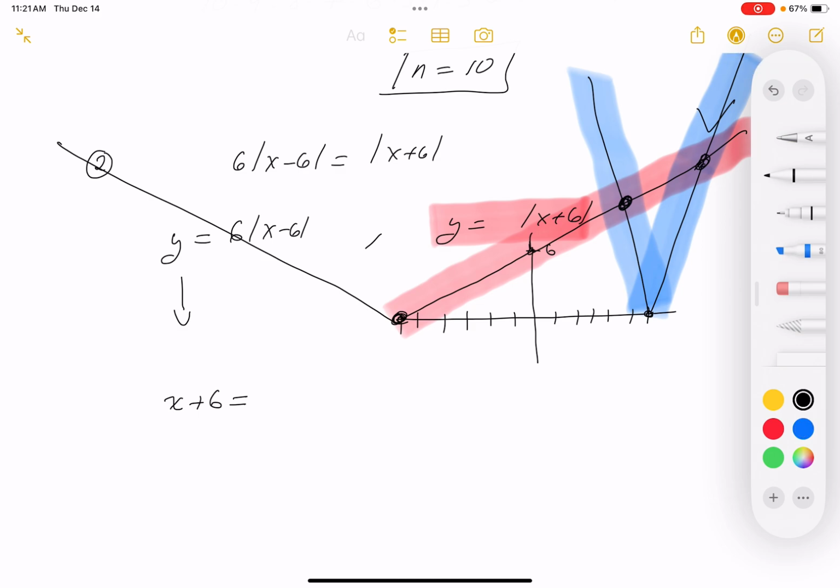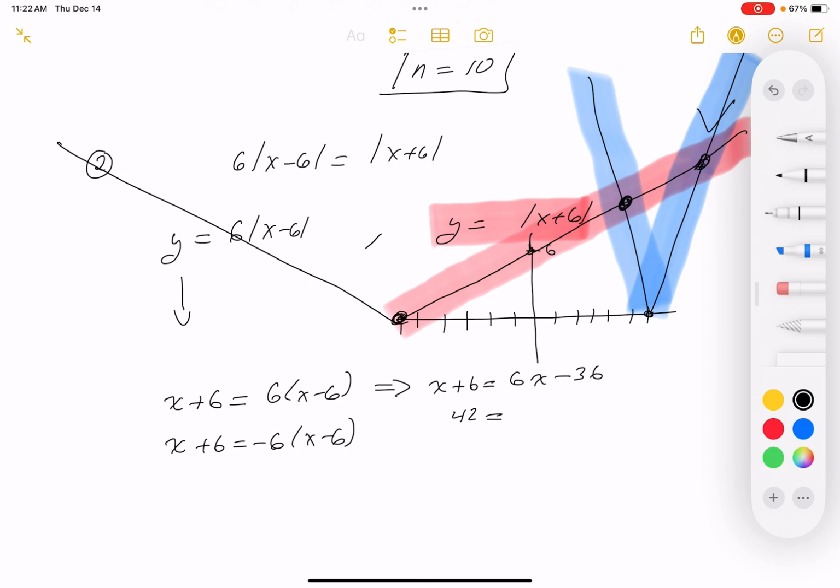So let's write it down, and one of the branches is just going to be 6 times x minus 6. And the other one's going to be minus 6 times x minus 6. All right, absolute values. Let's see if we can solve these over here. This will be x plus 6 equals 6x minus 36. Let's see, I'm going to add 36 to both sides. That's 42. I can subtract x from both sides. You get 5x. So in this branch, x will be 42 over 5.